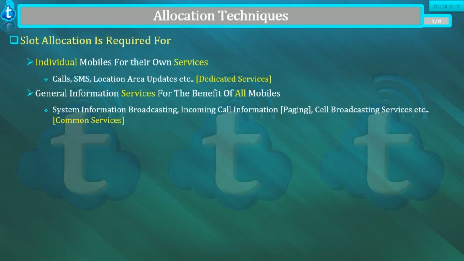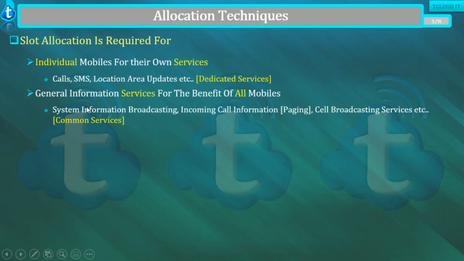So for cell broadcasting, you can reserve some slots for sending this general information, which is not specific to any particular mobile. It is general details, which may be used by many mobiles, or may not be, but it is common for everybody. These are called common services.